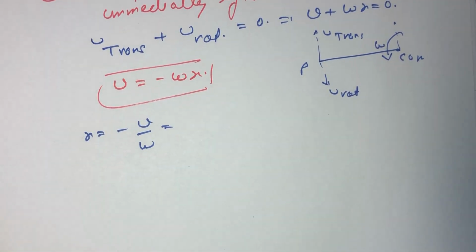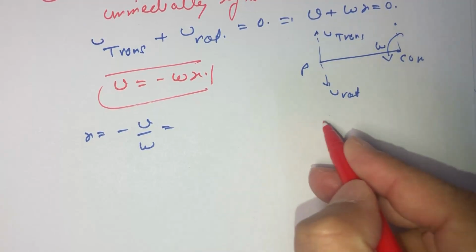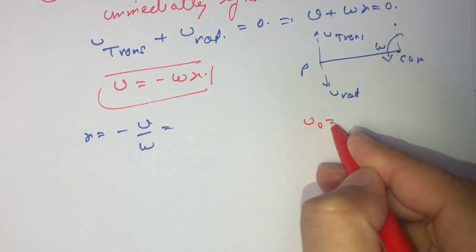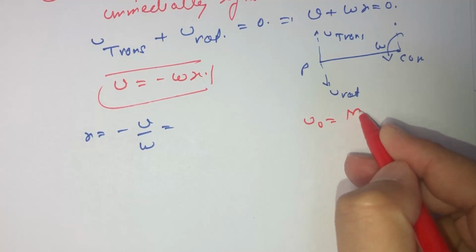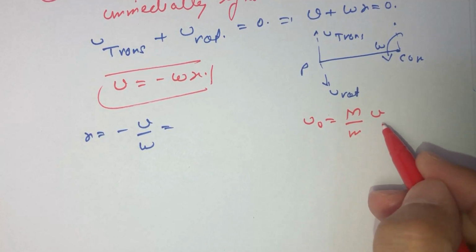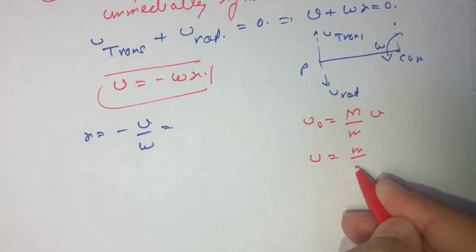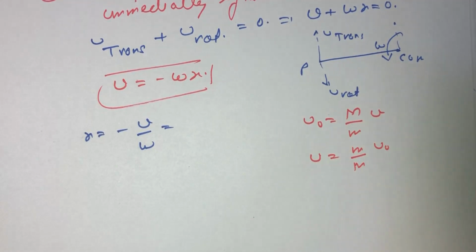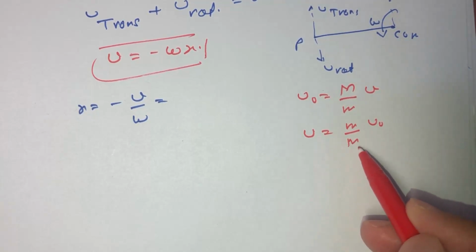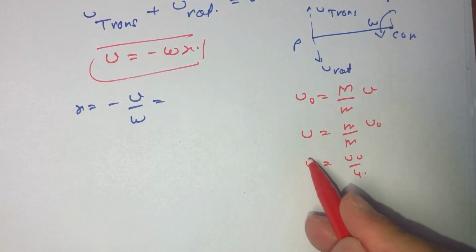V is our V naught. It was equal to capital M divided by small m multiplied by V, and we already found out that from here we can say that V is equal to small m upon capital M multiplied by V naught, and small m upon capital M is equal to 1 by 4. So V is equal to V naught divided by 4.